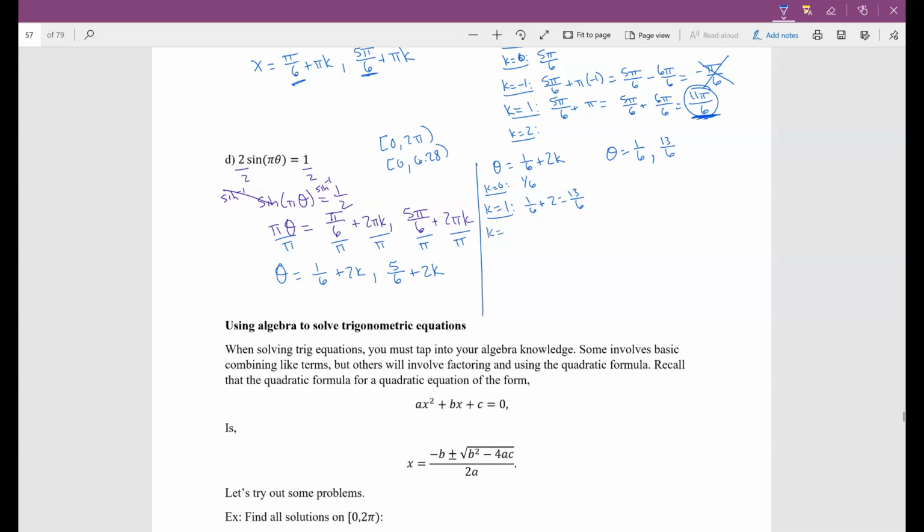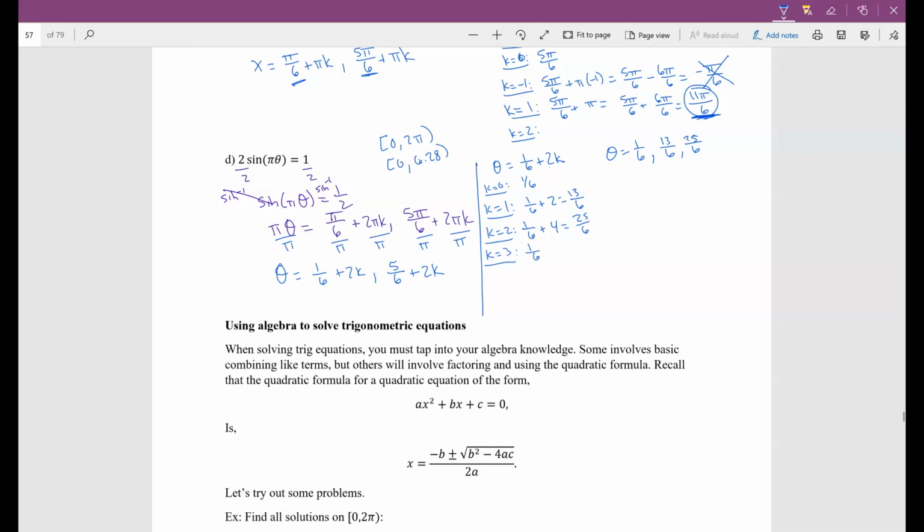Now let's plug in 2. Let's see if that works. So 1/6 plus 2 times 2 is going to give me 4. So when I do 1/6 and I add 4, I'm going to get 25 over 6. What is that as a decimal? That's 4.17. So this one's still good. 25 over 6.